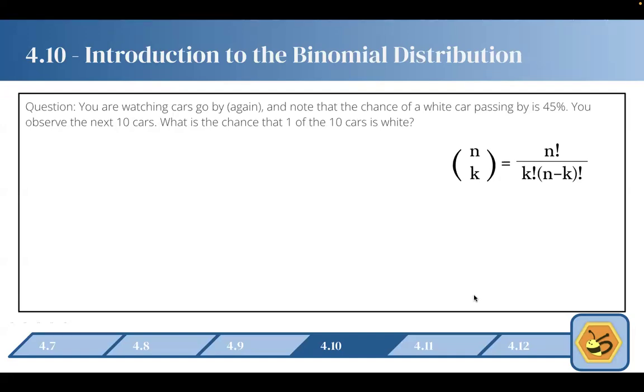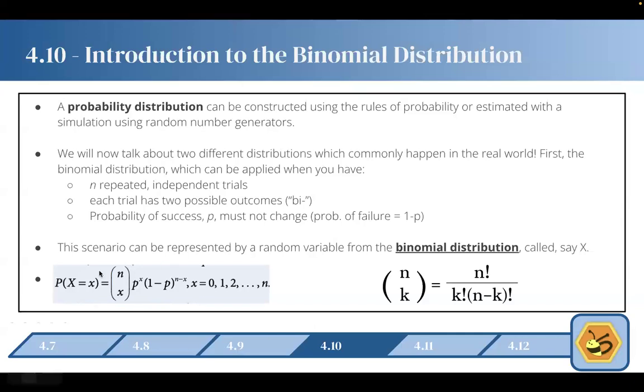So we're watching cars go by again, right? This is all the way back to the beginning, kind of full circle moment here. And we note that the chance of a white car passing by is 45%. We observe then the next 10 cars and are wondering what the chance is that one out of the 10 cars is white. Yes, so this is on the reference sheet.